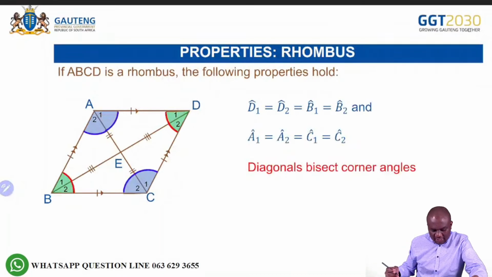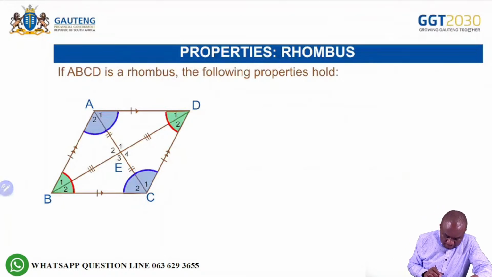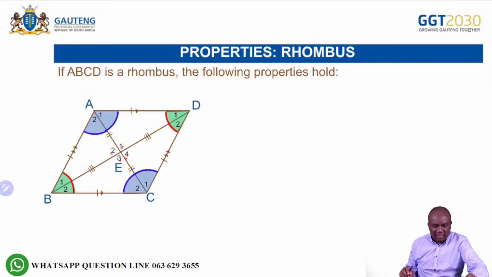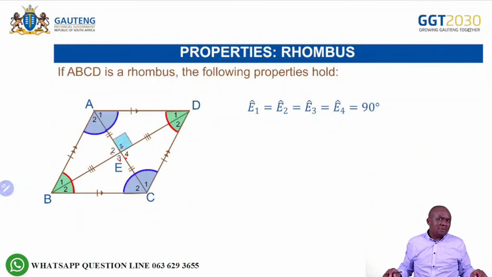Right. Welcome back. So we have said that let's name these angles. E1 is right on the diagram: E1, E2, E3, E4, those 1, 2, 3, 4 around E there. Right. So E1, E2, E3, and E4, all these four angles are equal to 90 degrees. So let me just highlight E1 only.